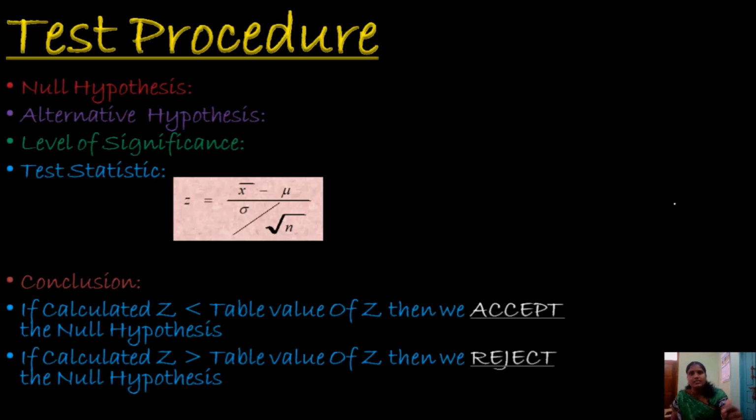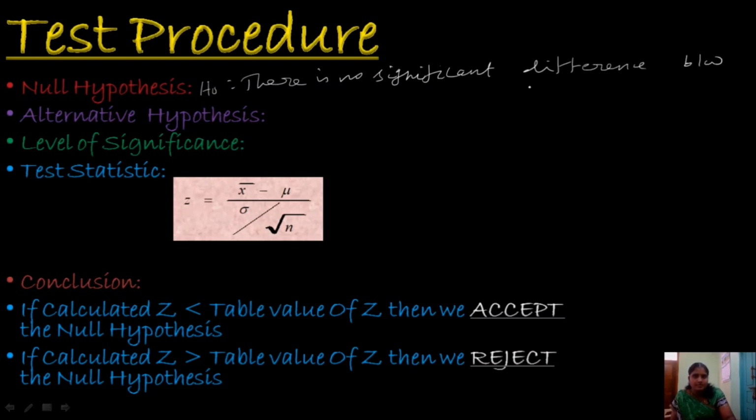Next we move on to the test procedure. These are all the steps we follow to test the hypothesis using Z-test for single mean. Here the null hypothesis is usually denoted as H naught. So here we have to set up the null hypothesis: there is no significant difference between the sample mean and population mean.